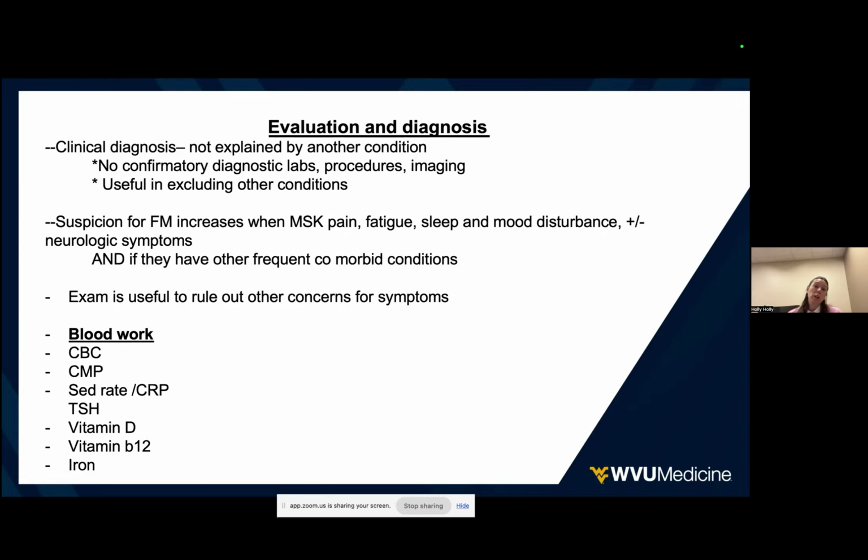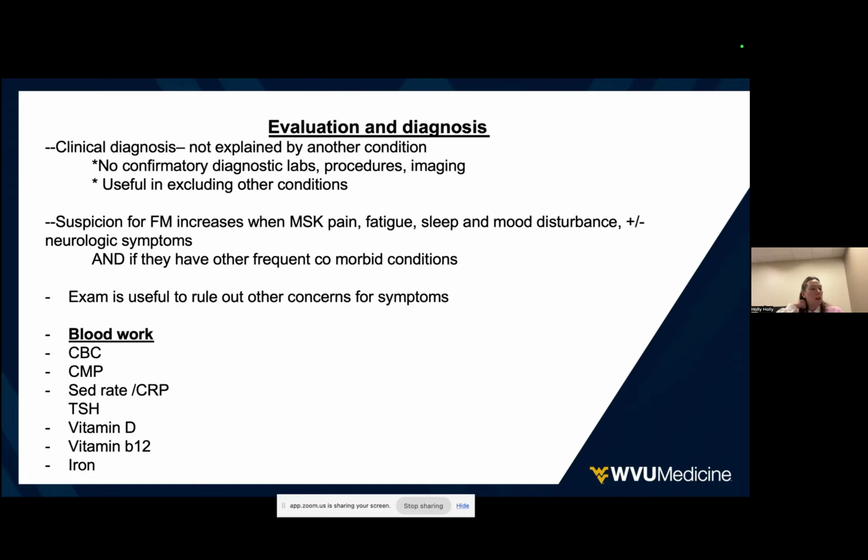Typical labs that you may use when you're initially working up fibromyalgia are a blood count, so making sure the patients aren't anemic or have any neutropenias, and a CMP, making sure there's not any electrolyte imbalances or kidney disease present. It is appropriate to check a SED rate and a CRP. These labs are going to be normal in these patients. A thyroid, we know that thyroid disease can present with many of these symptoms as well. Vitamin D and vitamin B12, making sure that those are normal and replacing those appropriately, and checking if they're iron deficient. So these are the basic things that you want to check.